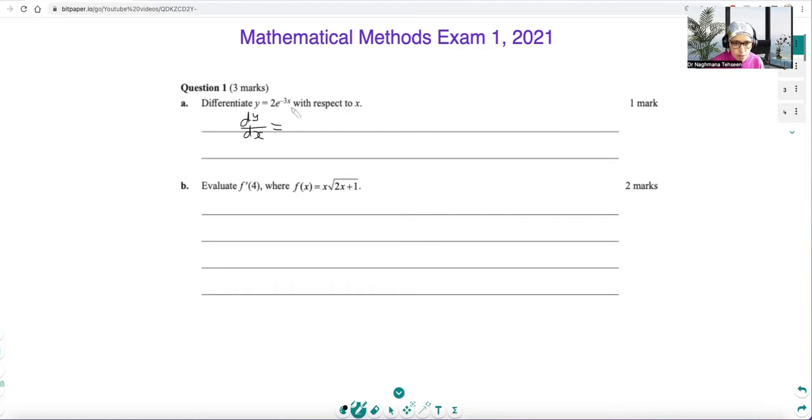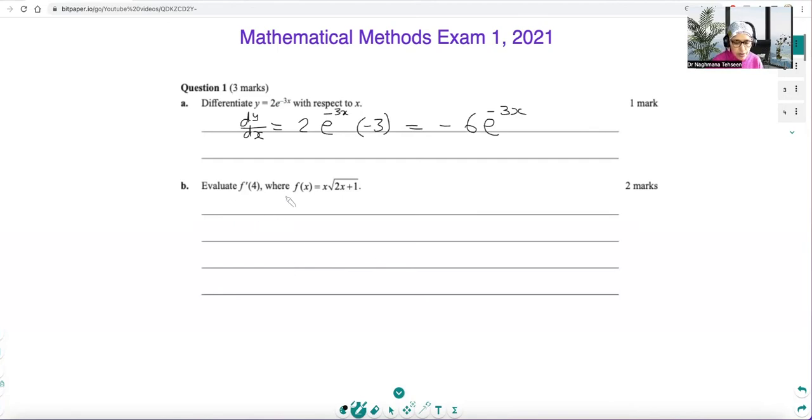we know the derivative of the exponential is the function itself. We apply the chain rule, so we get 2e to the power negative 3x, and then that will be multiplied by negative 3. So that gives us negative 6e to the power negative 3x. So that should be enough for you to get 1 mark for that.